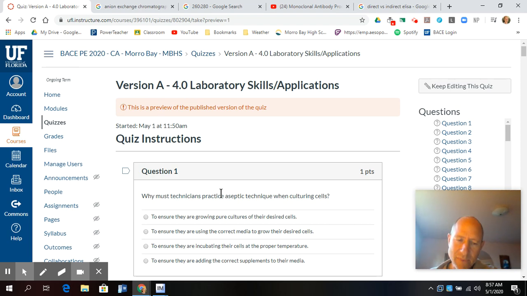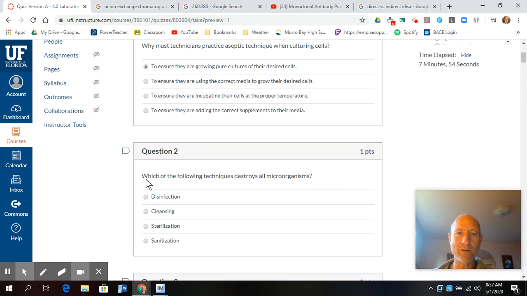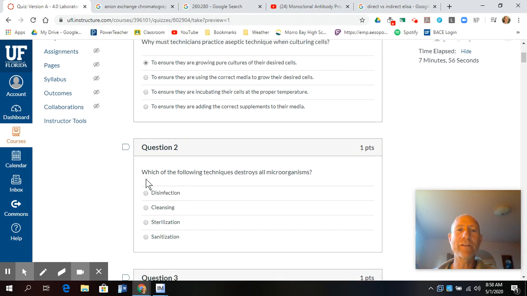Ready? Okay. So, question one, why must technicians practice aseptic technique when culturing cells? I call it sterile technique in class. It just means being careful not to get contamination done. So, that's to ensure that you're growing pure cultures of your desired cells and not some cells you don't want to grow, like bacteria from your fingers or something.